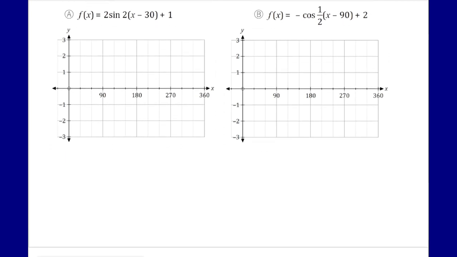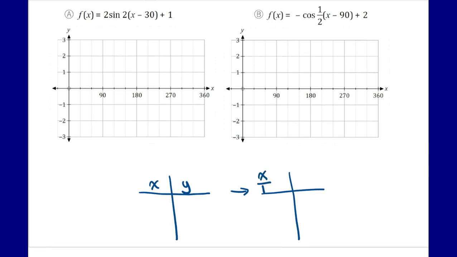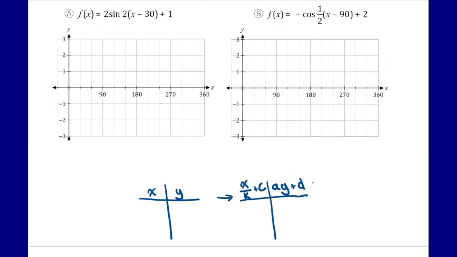So what I was writing down in purple is basically what we call mapping notation. If I have a base function x and y, and I transform it, or transformation notation, I'm not sure the exact terminology, but I believe it's mapping notation. Everything that's affecting the x value, we take our x value, we divide it by k, and then we add our c value. For the y, we multiply it by a, and then we add our d value, whatever that happens to be. So this is what we do for our mapping notation.